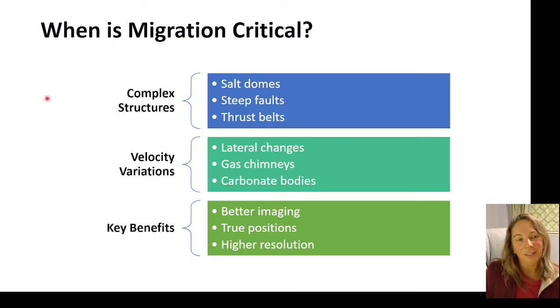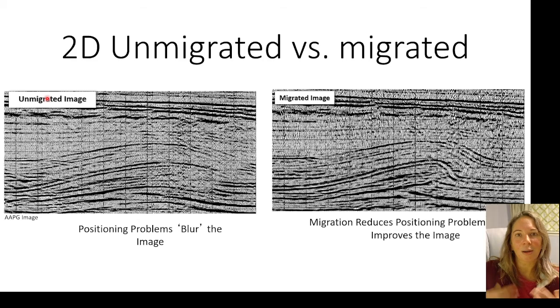But like I said, nowadays almost all of our data is migrated, but you can still see migration artifacts in some of your data. This is an example that shows unmigrated data on the left versus migrated data. We've got what looks like a folded feature, and it's much harder to see in the unmigrated image. You can see it's a little bit blurred, whereas in the migrated image we can image that fold a little bit more clearly.